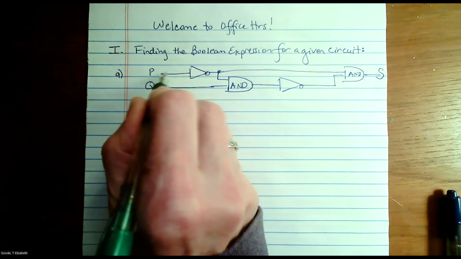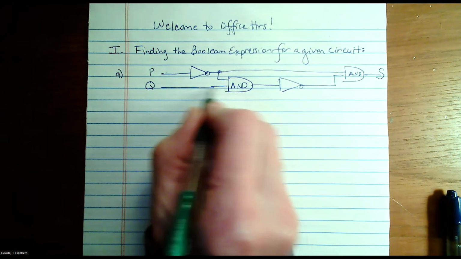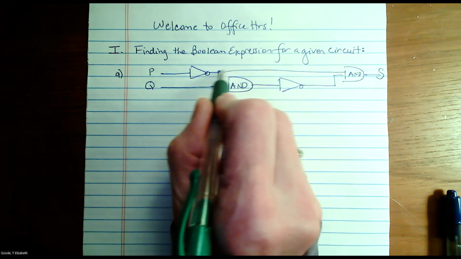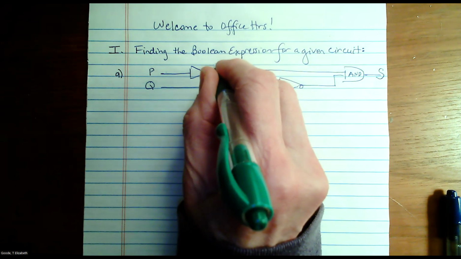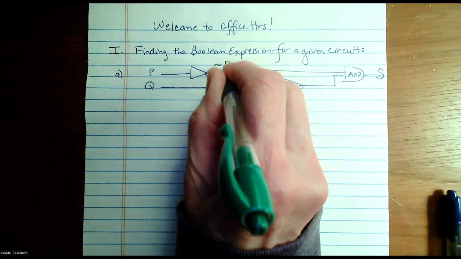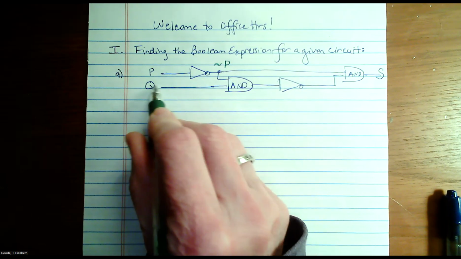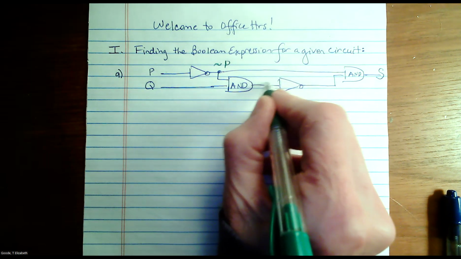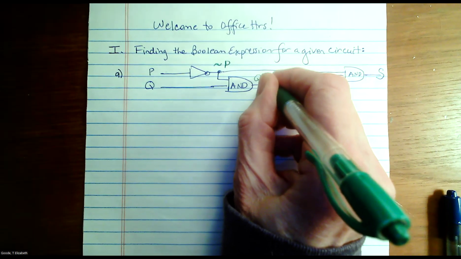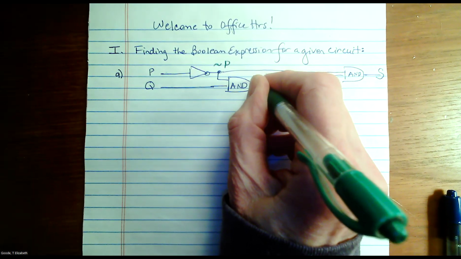So P is on this wire right here, and Q is on this wire right here, right? So what's going to be on this wire? Not P. Yeah, so we've got not P right there. So that not P gets fed down here and goes through this gate with Q. So what is here? Q and not P. Or you could write not P and Q. It doesn't matter, does it? The AND doesn't care.